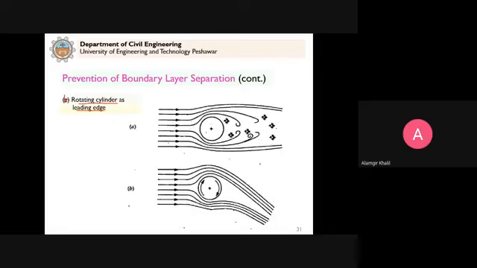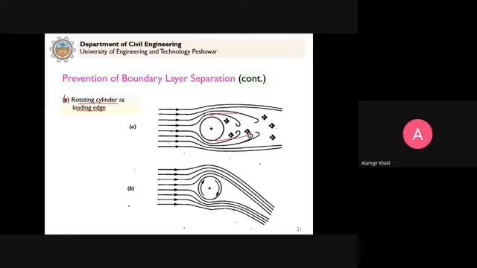So we studied the first method, providing slots. The second method is the rotating cylinder as leading edge. So what we see here is that we have a cylinder. When the fluid flows past this cylinder, you see here boundary layer separation.